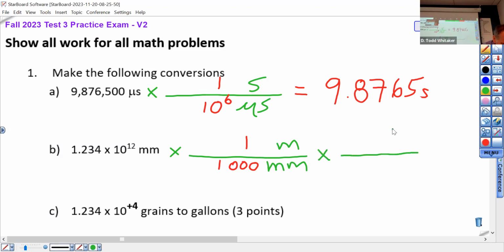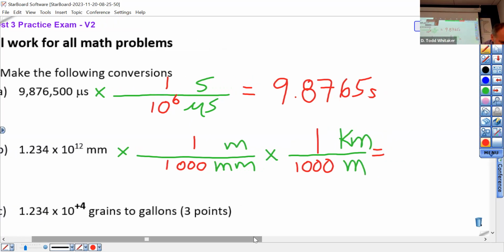Kilometers on top, meters on the bottom. Which one's bigger? Kilos are big, and there's 1,000 meters in a kilometer. So yeah, we're dividing that by a million. Sometimes, if you don't want to use your calculator, you can do that. This is 10 to the 12th over 10 to the 6th, which is 10 to the 6th. And it's kilometers.